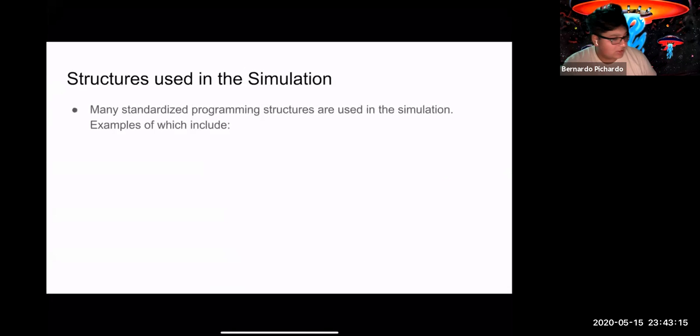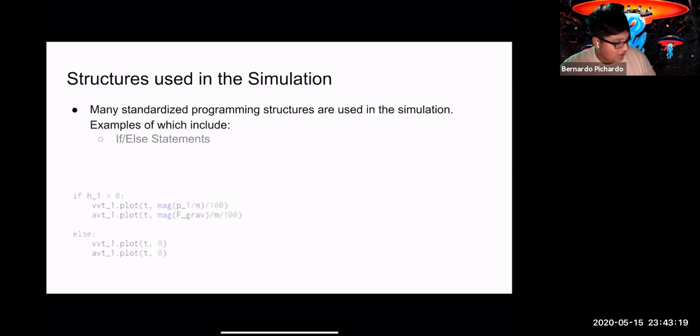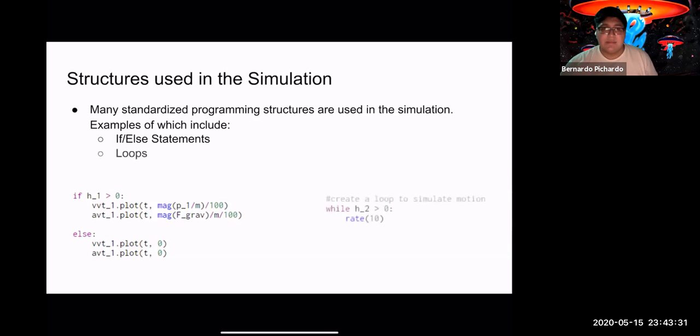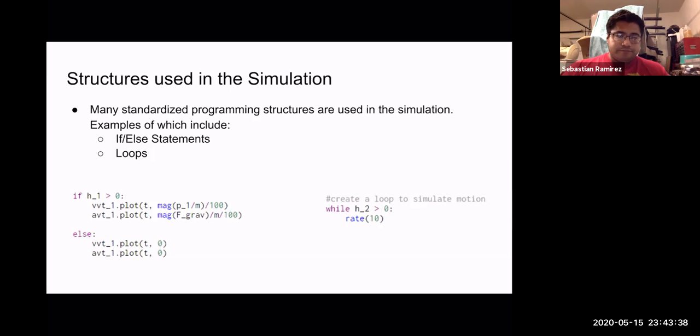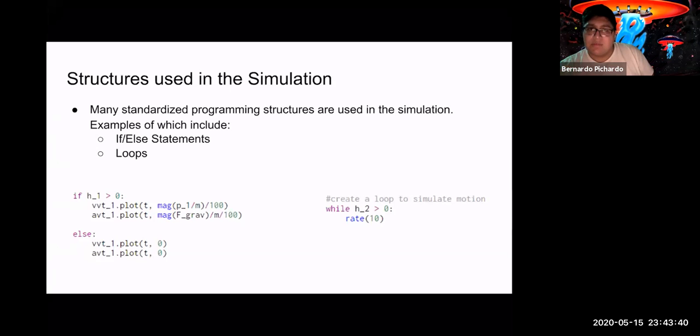So, structures that we use in the simulation. Well, we use many standardized structures such as the if-else statements. In this case, we had if height 1 was greater than 0, it would execute the following code. Else, if that meant the height had already reached 0, the following code again would also be executed. We also use loops. In this case, we have while h-2 is greater than 0, or while the second height is greater than 0, rate would be set to 10. In this case, we're initializing the parameter rate to the variable 10, and that would execute the relevant section of code.